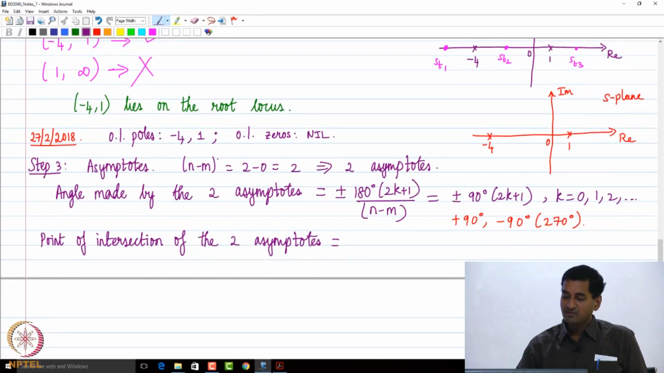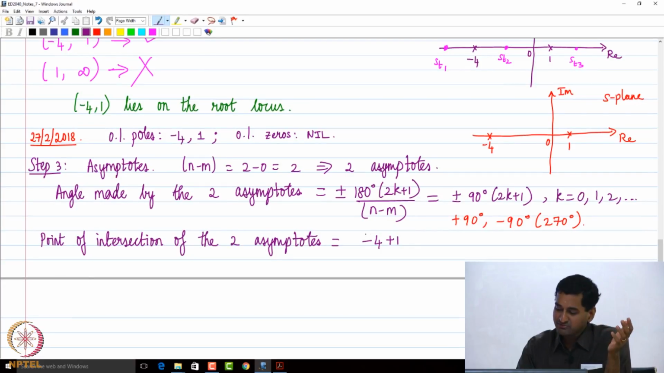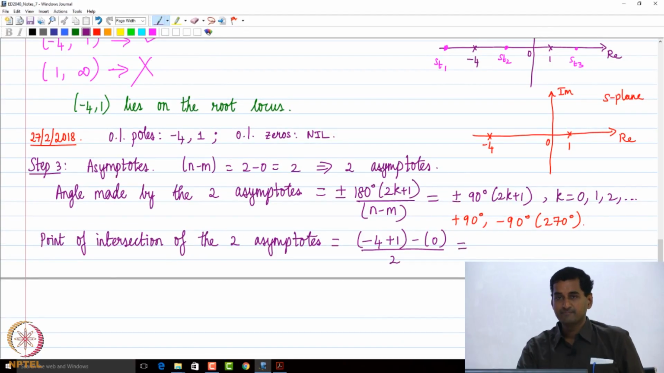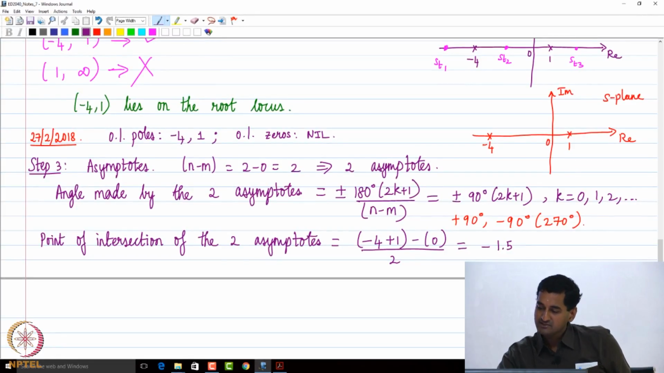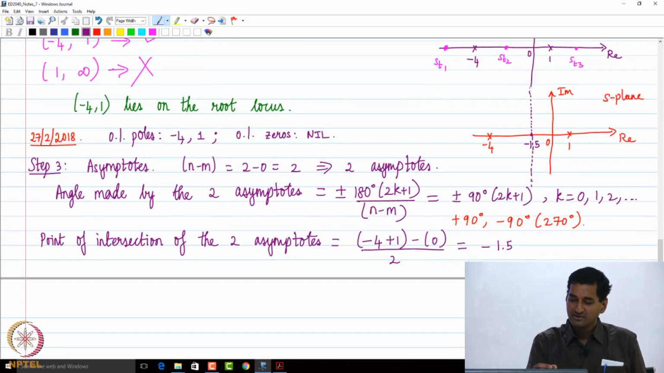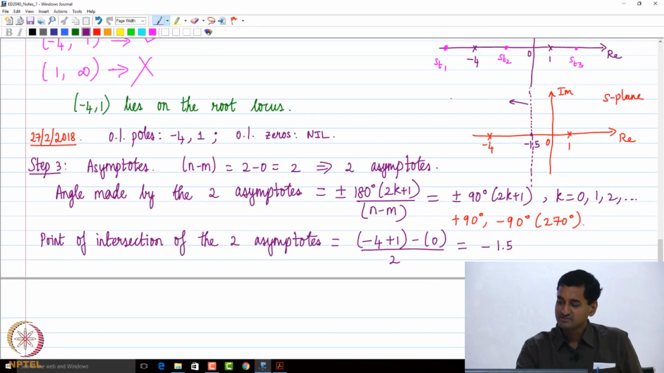So you have minus 4 plus 1, and that's the sum of open loop poles minus the sum of open loop zeros. There are none, so I just write 0, I could have left it empty, divided by n minus m, which is 2. So what's the answer? Minus 1.5. So at minus 1.5, the 2 asymptotes meet each other, and one asymptote is going to go at plus 90, another asymptote is going to go at minus 90. So these are the two asymptotes. I hope it's clear what this is. Let's call this asymptote number 1, and this asymptote number 2.